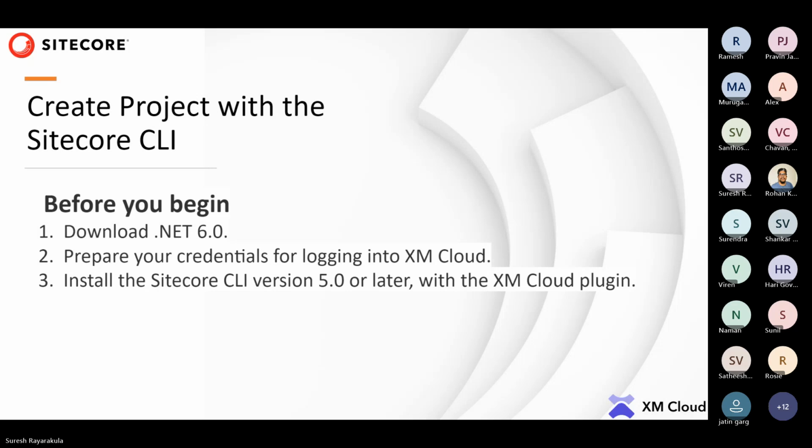Next. Before creating any project, you need a few software components and permissions. First thing is .NET 6.0, which you need for the Sitecore CLI. Second, you need the credentials so that you can log in to the XM Cloud environment. And third, you have to install the Sitecore command line interface. The version can be 5.0 or above. You also need to add the XM Cloud plugin so that you can work with XM Cloud here. Once you're done with these steps, you are ready to start creating your project.